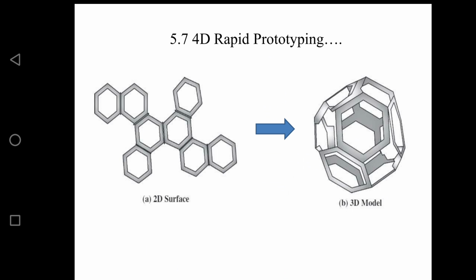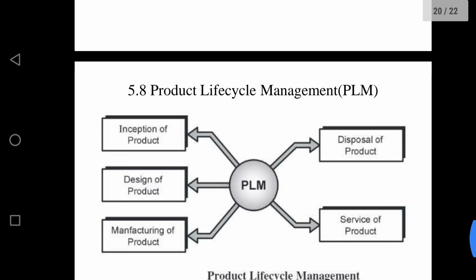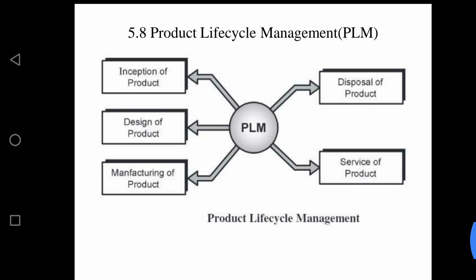And also 4D rapid prototyping finds its application in spacecraft, aerospace, and also automobiles. So this is about the rapid prototyping system. This completes the first part of your 5th unit. The second part completely deals with product life cycle management. What do you understand by the name product life cycle management?